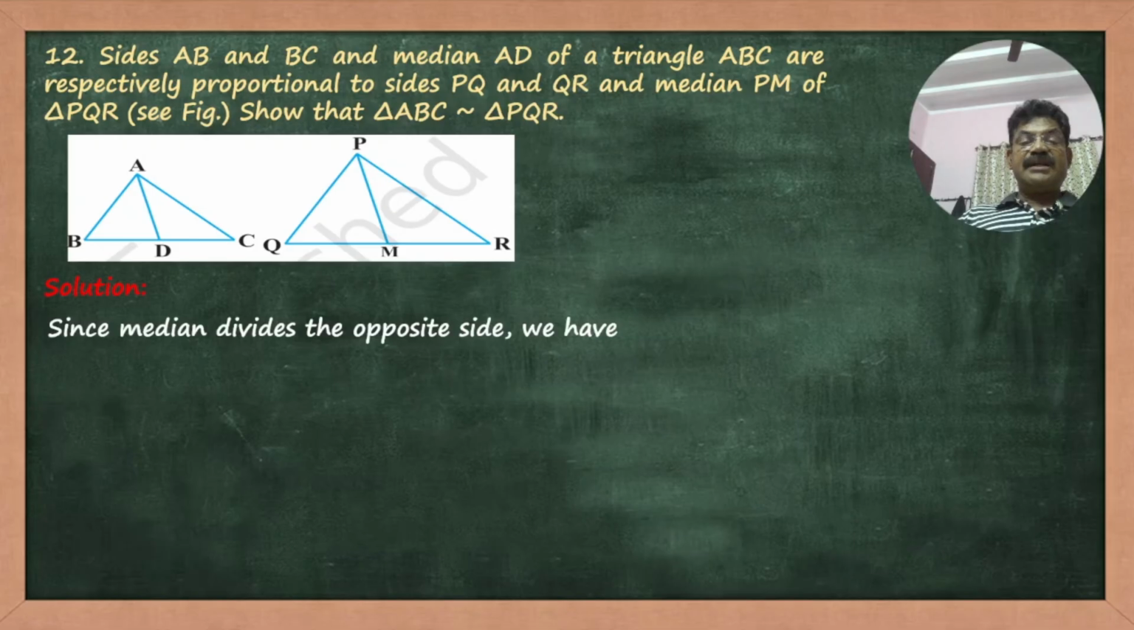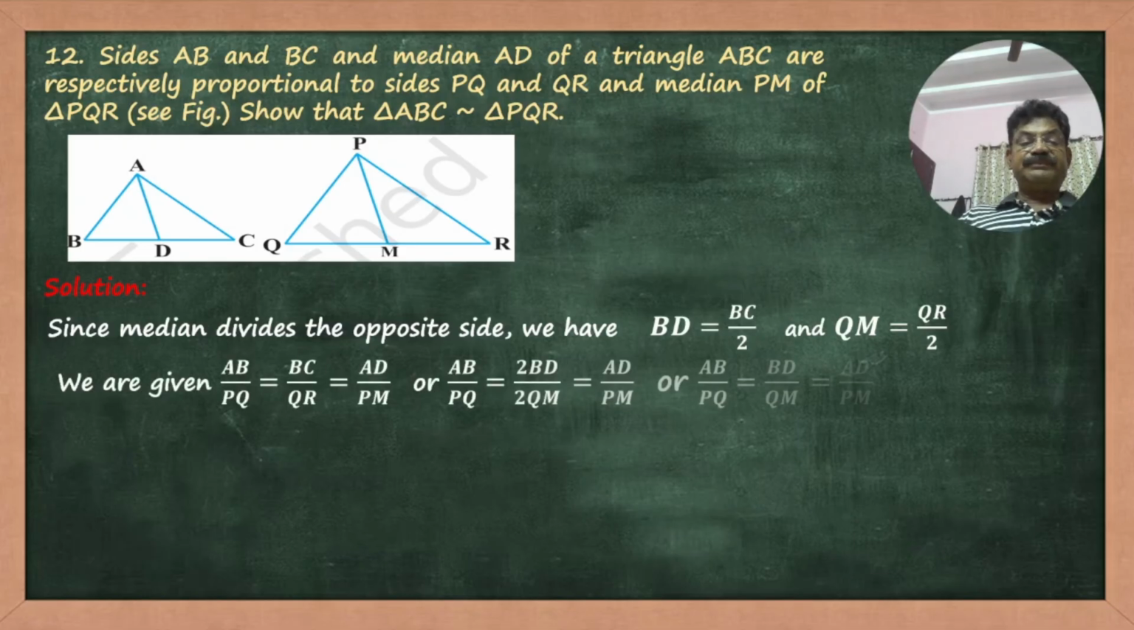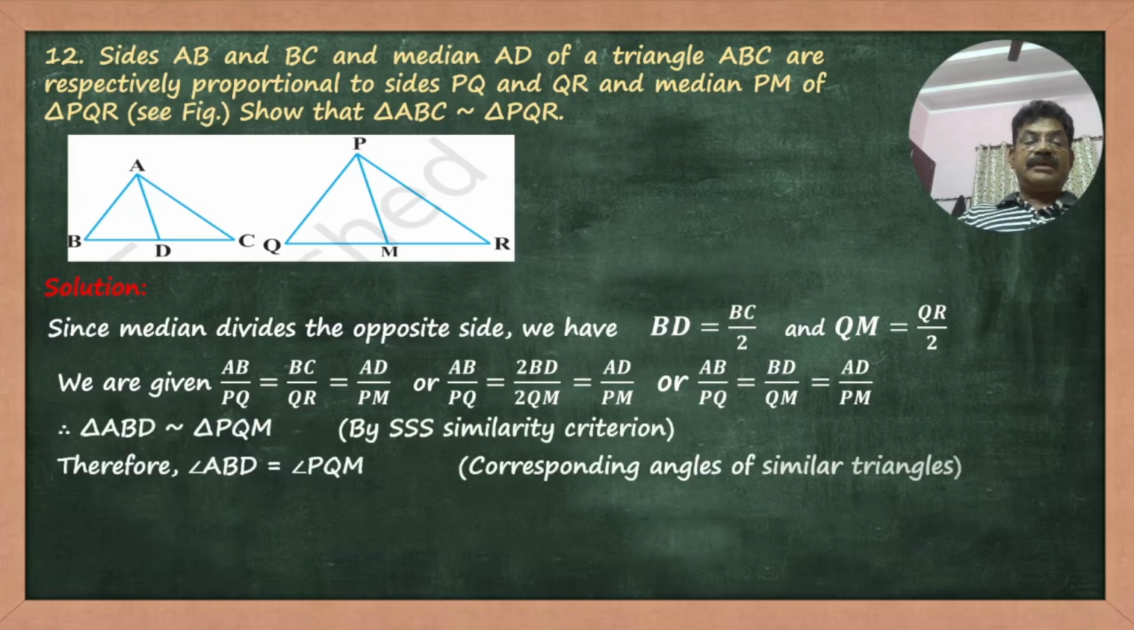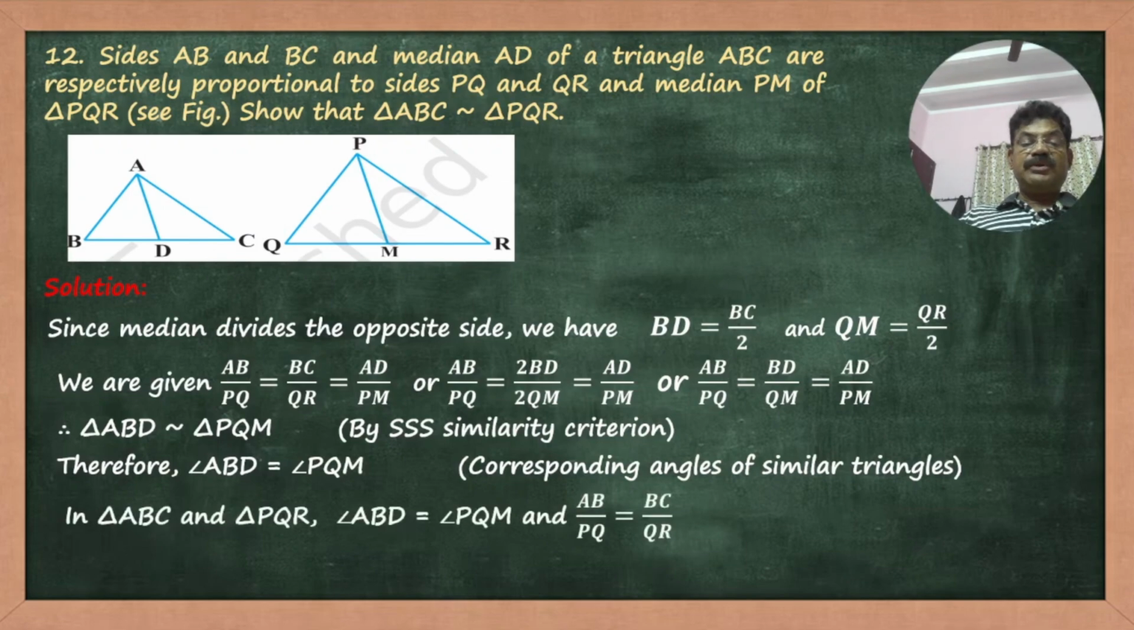Solution. Since a median divides the opposite side, we have BD equal to BC by 2 and QM equal to QR by 2. We are given AB by PQ is equal to BC by QR is equal to AD by PM. Replacing BC by 2BD and QR by 2QM, we get AB by PQ is equal to BD by QM is equal to AD by PM. Therefore, angle ABD equals angle PQM, corresponding angles of similar triangles. In triangles ABC and PQR, angle ABD equals angle PQM and AB divided by PQ is equal to BC divided by QR. Therefore, by SAS similarity criterion, triangles ABC and PQR are similar.